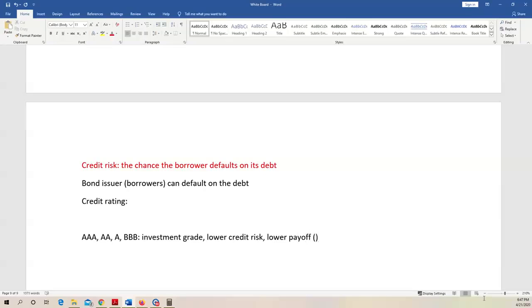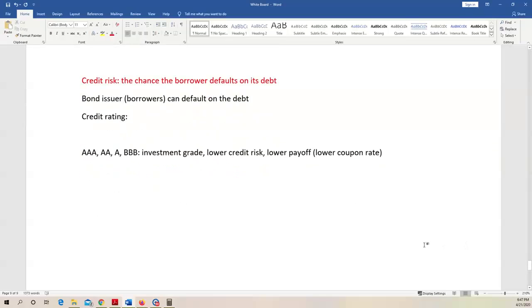Lower payoff in the bond market is specifically referred to as lower coupon rate. But for other groups, a bond rated double B, single B, triple C, double C, and single C, right? They are called junk bonds. Junk bonds involve a higher degree of credit risk.